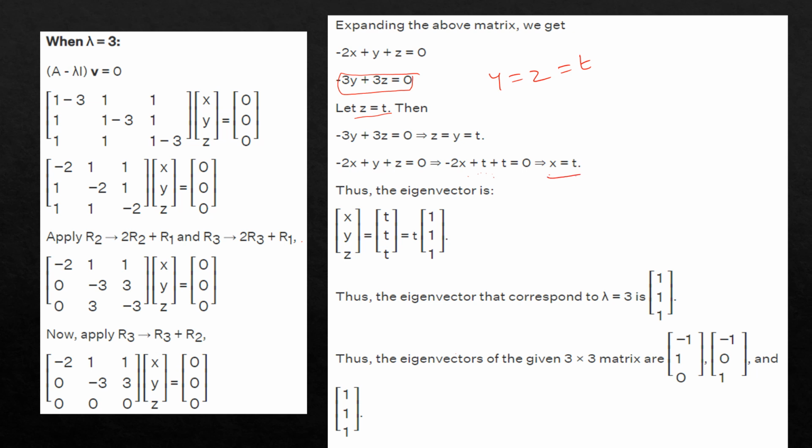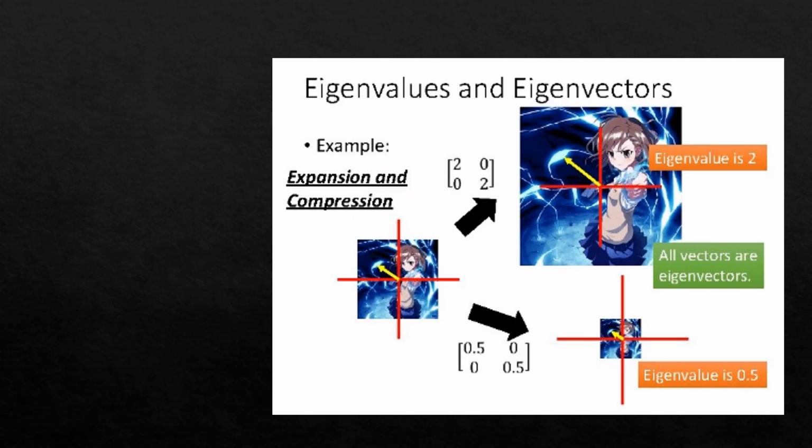So again, by the ratio, my eigenvector is 1, 1, 1 corresponding to eigenvalue 3. Corresponding to eigenvalue 0, I got two eigenvectors, that is minus 1, 1, 0 and minus 1, 0, 1. So this is how we can calculate the eigenvalues and eigenvectors.